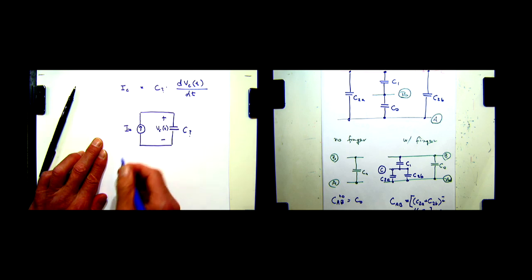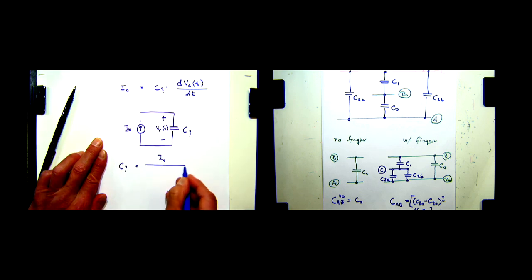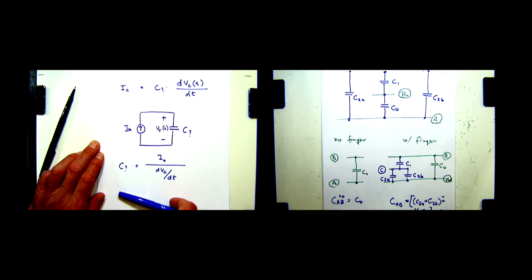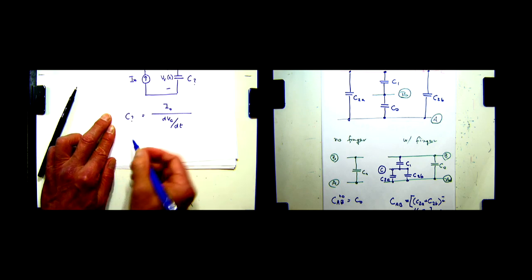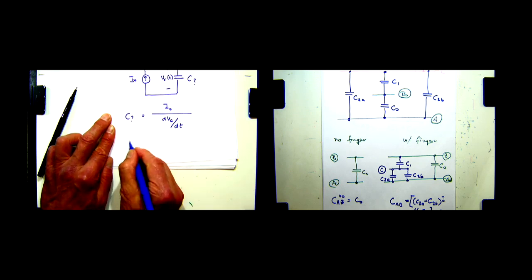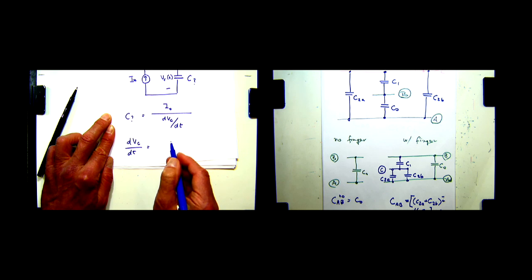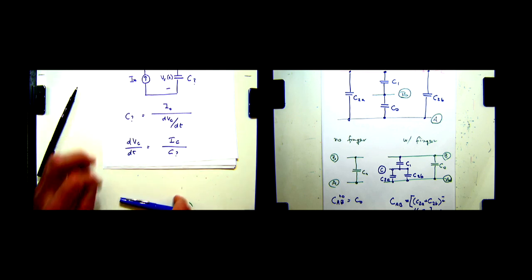In fact, if we solve the equation above, then we find that C unknown, or C_AB, is equal to I_C, or I0 now, here we have used this I0, divided by dV_C/dt. Oh, wait a second. No, that's not what we want to observe. We put in a current, we want to observe the voltage, so what we really need is dV_C/dt is equal to I_C over C_AB, the unknown capacitance.